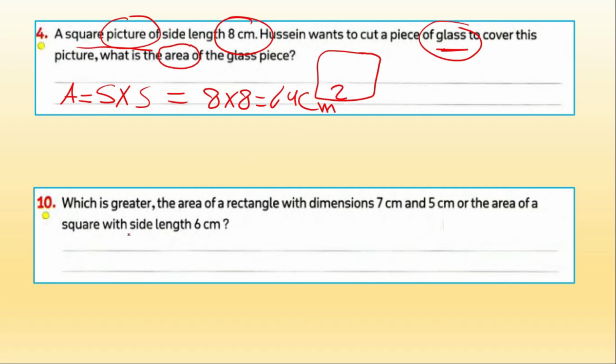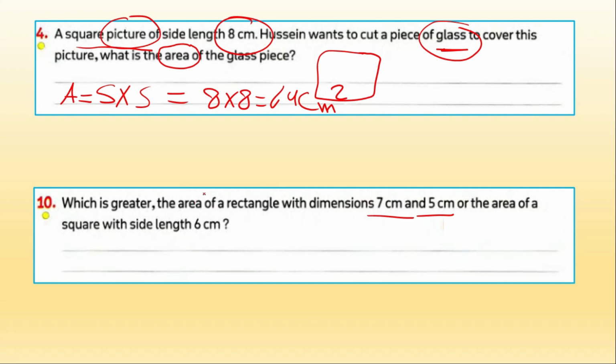Okay, next one. Which is greater: the area of a rectangle with dimensions 7 and 5, or the area of a square with side length 6? Okay, which is the greater? We have to find the two areas and find which is the greater.